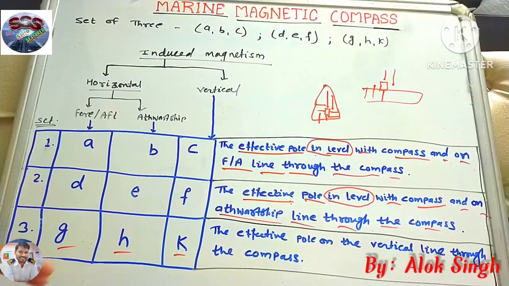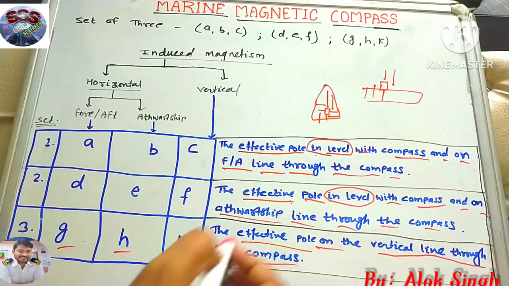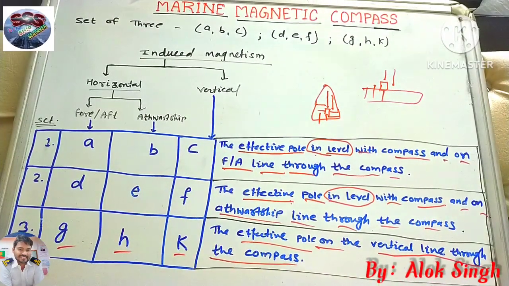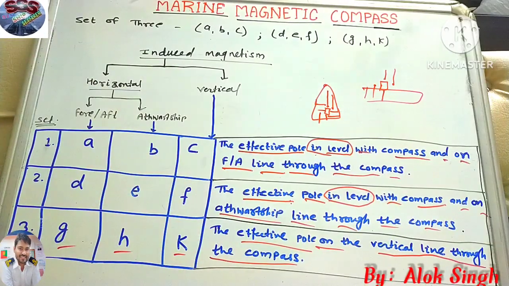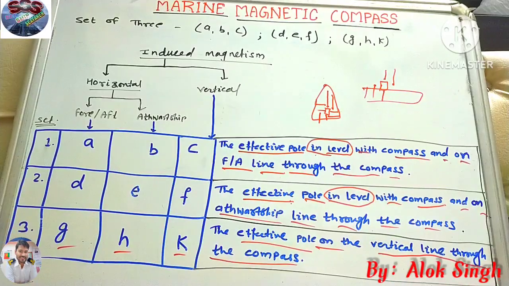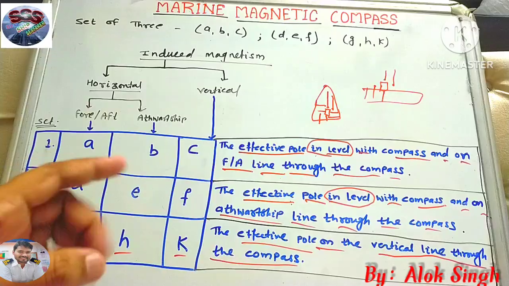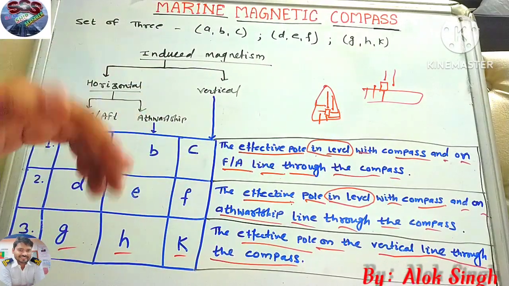So G, H and K, this is the third set. The effective pole on vertical line through the compass. So I'll just draw this one and then we'll see. This table is very important and you keep this always in reference till the time you remember this while you are studying this magnetic compass. So I will draw that table and we'll see how these all 9 rods look.